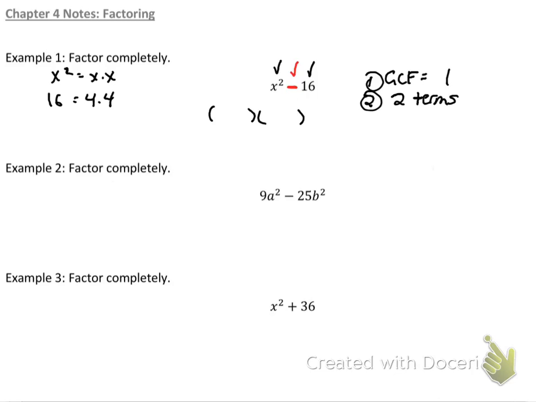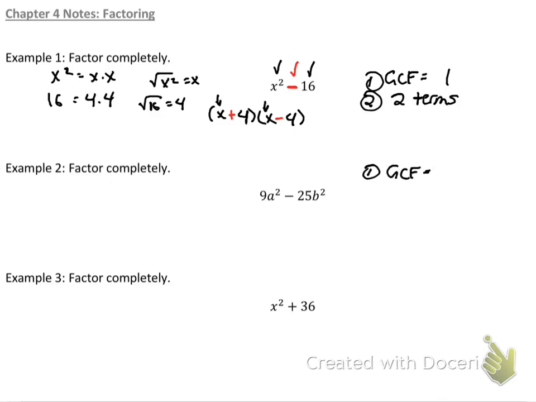So what goes in here, in our first space, is the square root of x squared, which is x. Then in our last space, we have the square root of 16, which is 4. The last step is to fill in a plus on one side and a minus on the other. The order does not matter. Let's keep going.